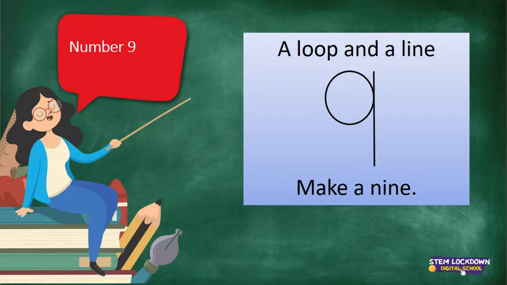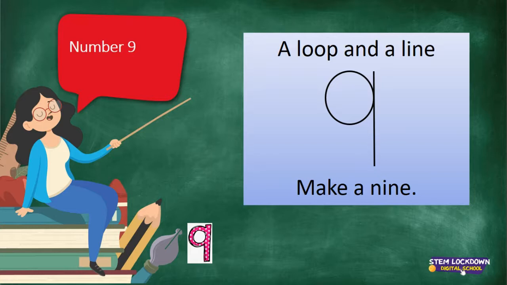All right, so put your finger pencils up in the air. And I want you to write a big number 9 up in the air. So remember, a loop and a line make a 9. Now don't forget, when you write the number 9, it's not a circle and a line. Okay? You continue with your circle, but don't finish it. Then you go up and down. Okay, so don't lift up your pencil. So let's write the number 9. You're going to write the number 9, 9 times.